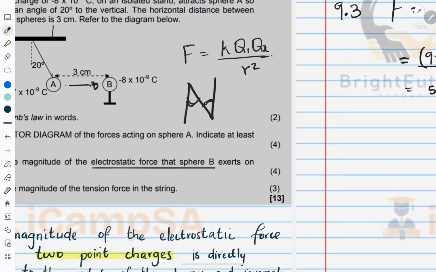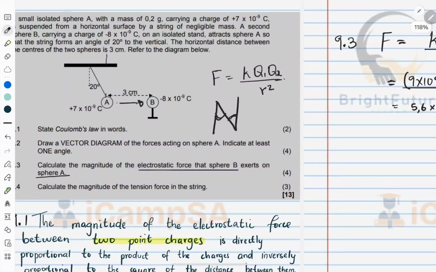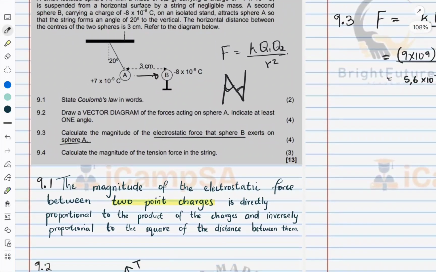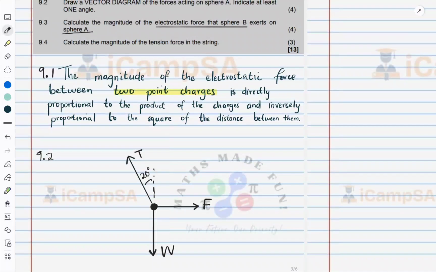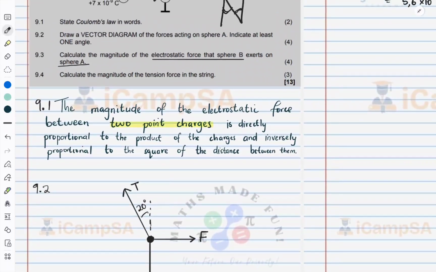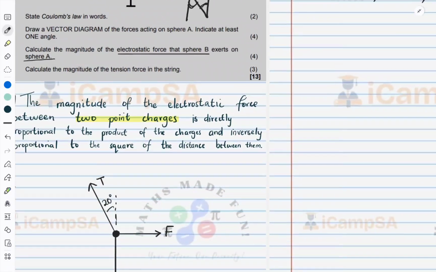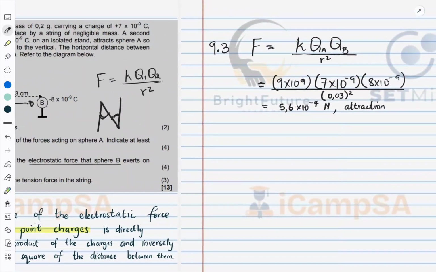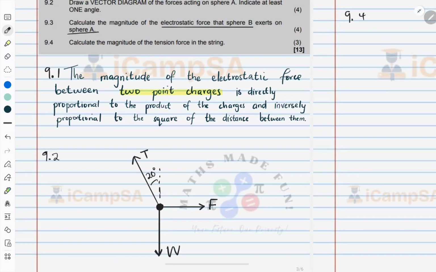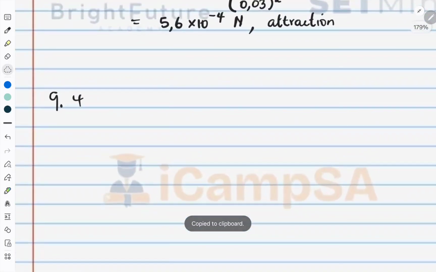Okay, so this is how you would calculate the magnitude of the electrostatic force between sphere A and B. Now they want us to find the magnitude of the tension force in the string. Right. So if you check our free body diagram, that's 9.4. Let me just copy it as it is. Right, let's put it here.